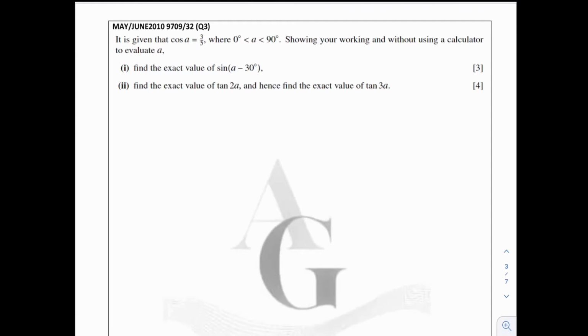So actually for part 1, it's quite easy to solve. You just need to apply the compound angle formula. So sine A minus 30 degrees is equal to sine A cos 30 minus cos A sine 30 degrees. Okay, so for now the problem is how to find out the sine A.